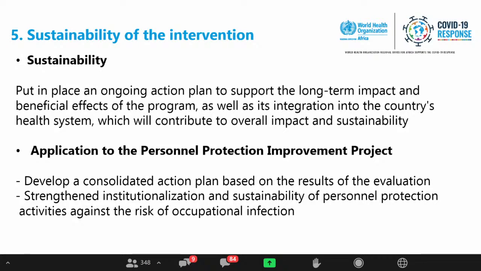You have to develop a consolidated action plan based on the result of the evaluation, using all the gaps or problems identified in the evaluation. You have to strengthen institutionalization and sustainability of personal protection activities against the risk of occupational infection. You have to consolidate the regulation.